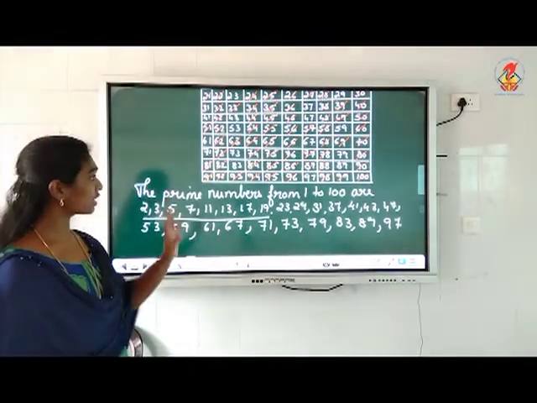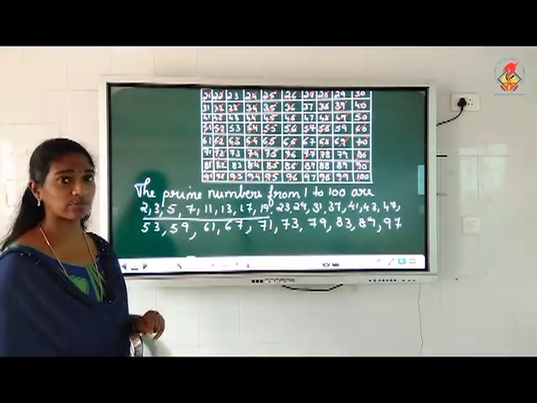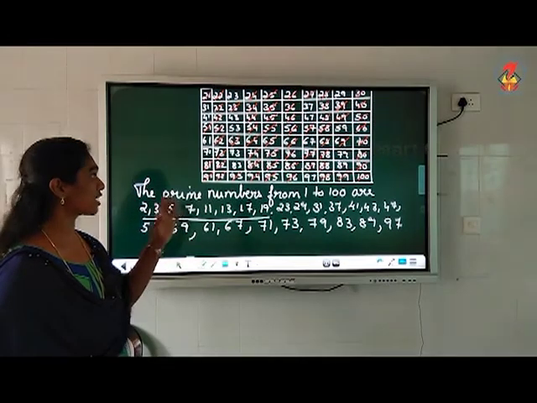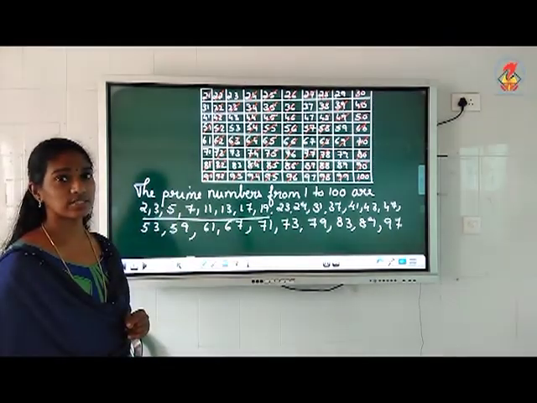Okay. So this is how prime numbers were found out by Eratosthenes. This is known as the sieve of Eratosthenes. Okay children.